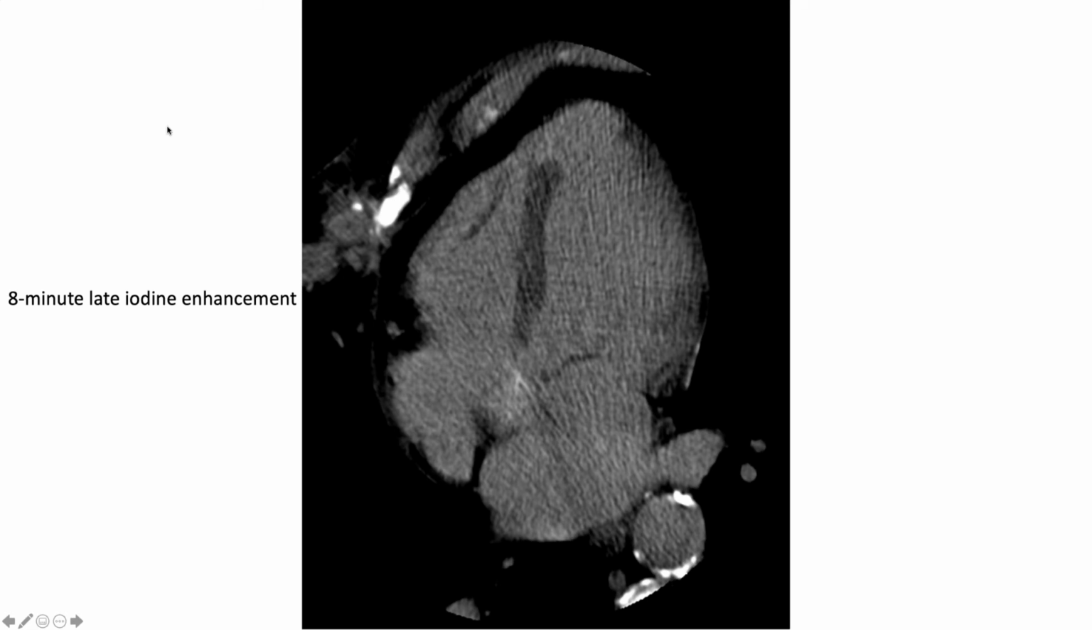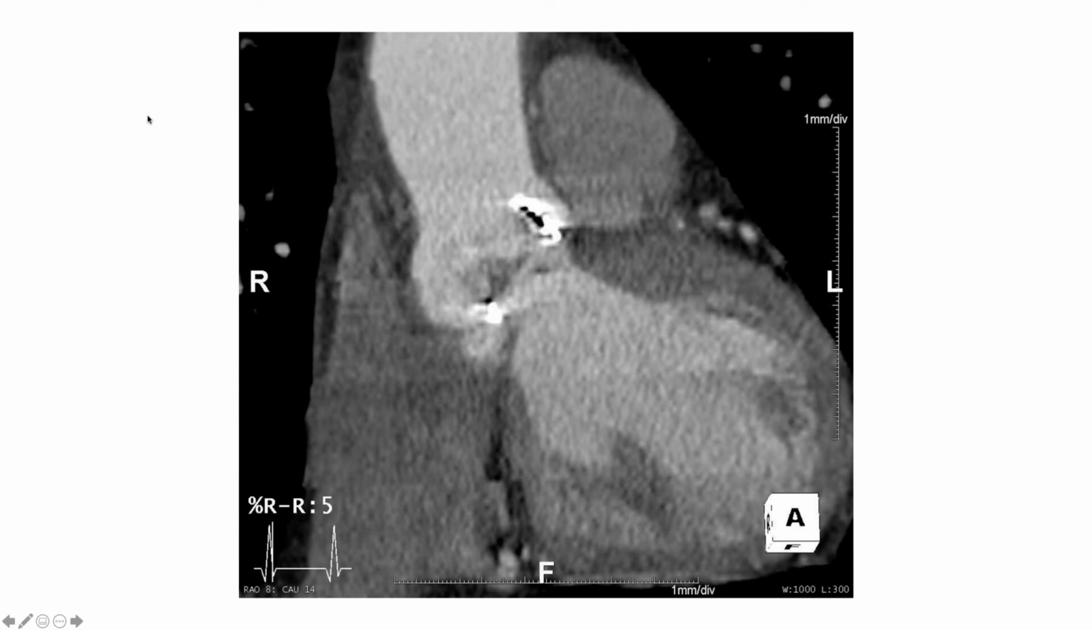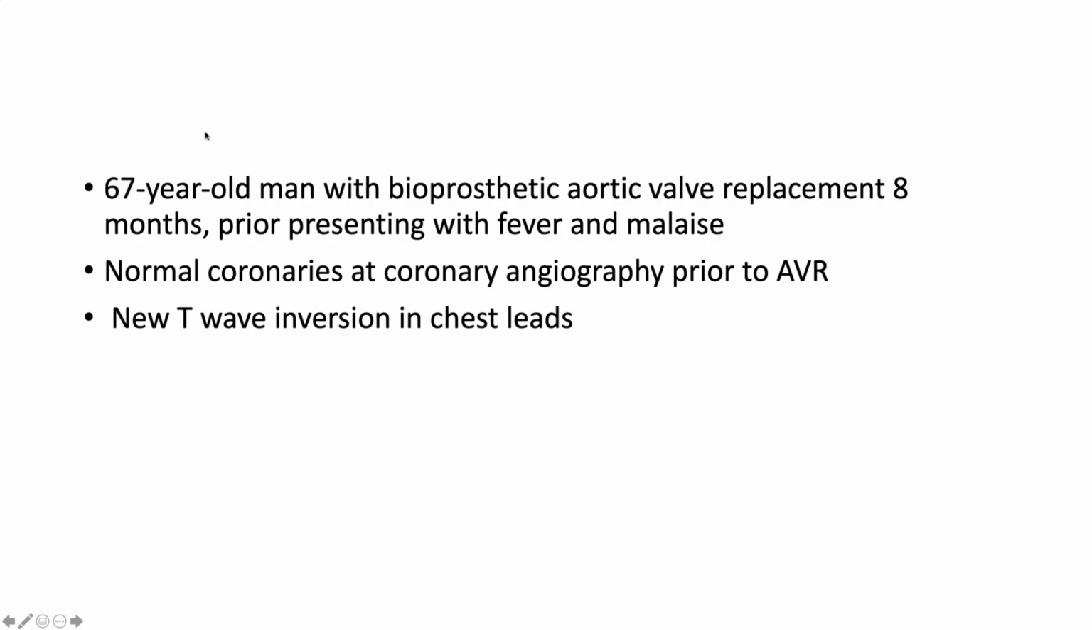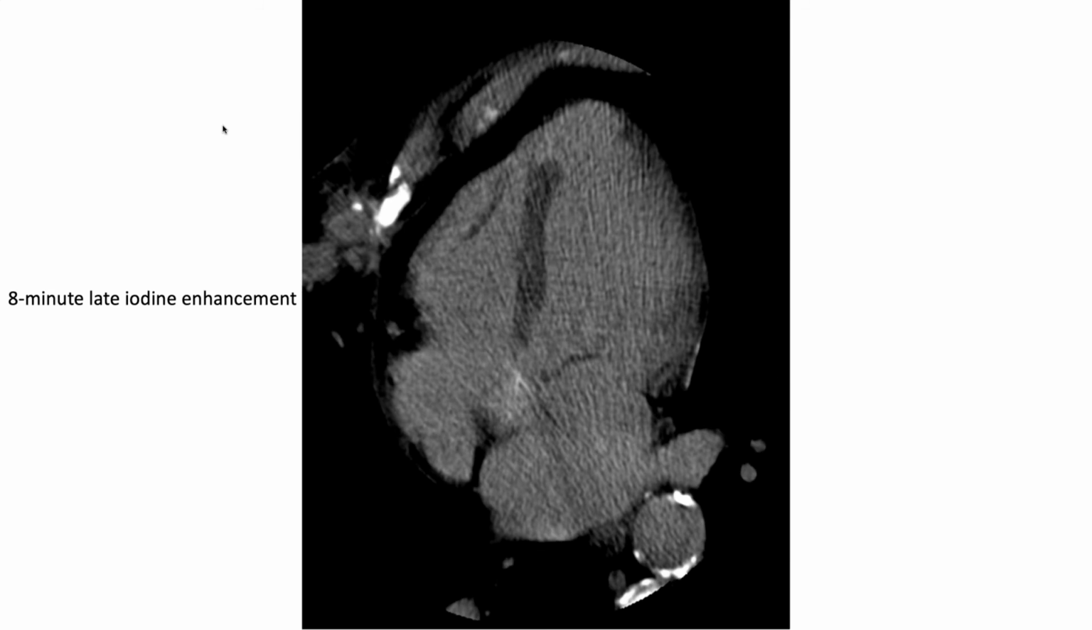This is a cine. The left apex is here, and you can see that there is akinesis or dyskinesis at the apex in the distal septum, consistent with an aneurysm. And this is the 8-minute late iodine enhancement CT, showing transmural enhancement in the region of dyskinesia. No real thinning of the myocardium here.